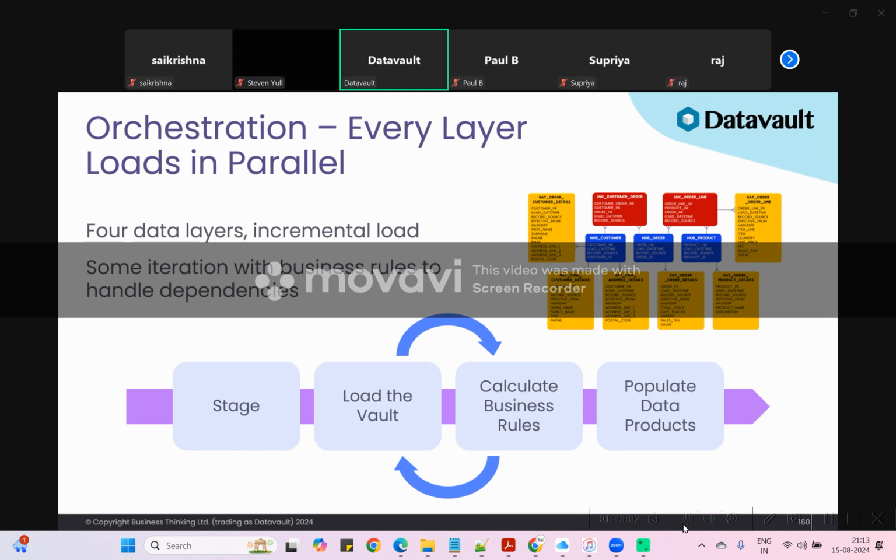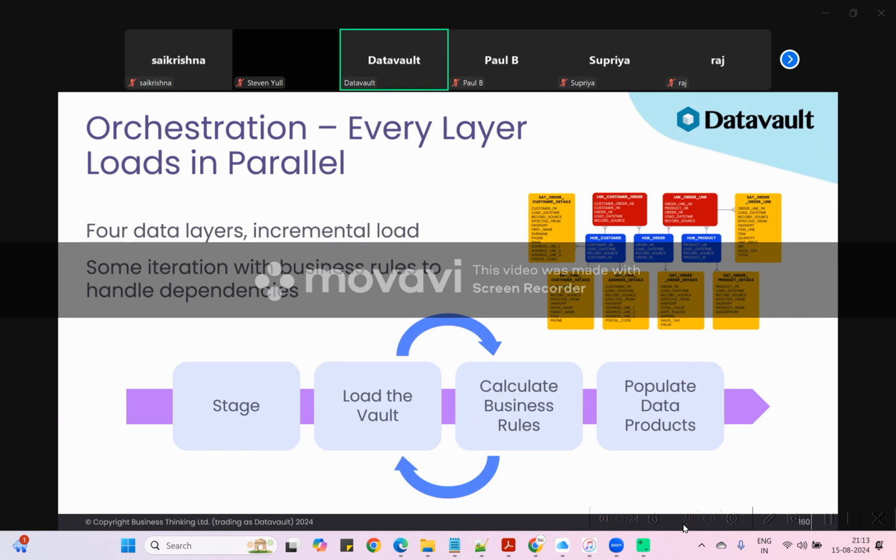But essentially, I stage the data. Once the data is staged, I push that data into the raw vault, and then I cycle round, calculating rules. And if there are rules dependent on rules, I repeat the cycle until I've calculated the last dependent rule. And then I push the data out to the data products.